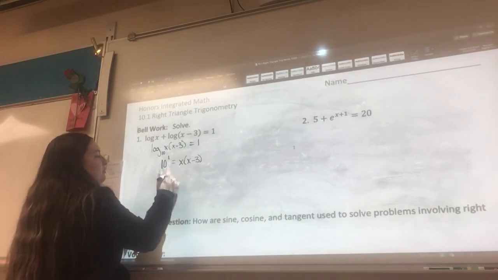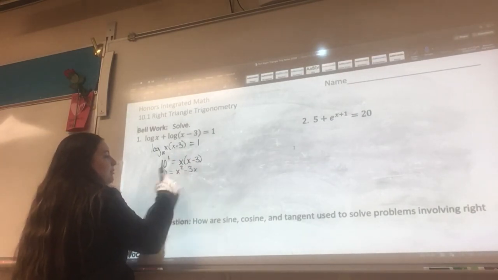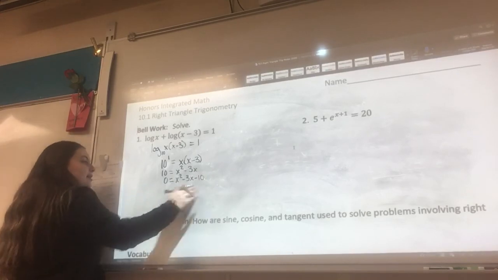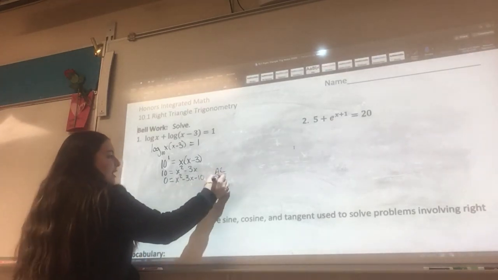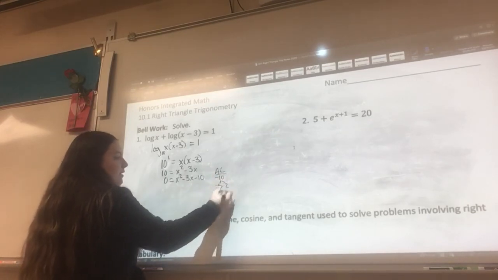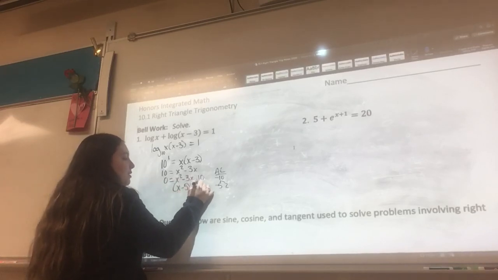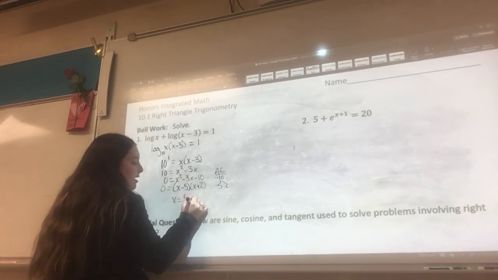So I'm going to distribute. We're going to get x squared minus 3x. I'm going to subtract the 10 over, so 0 equals x squared minus 3x minus 10. This is AC method factorable. We have a negative 10, and we need to find two numbers that add up to negative 3, and that's going to be negative 5 and 2. So we have x minus 5 times x plus 2 equal to 0, so x equals 5 and negative 2.